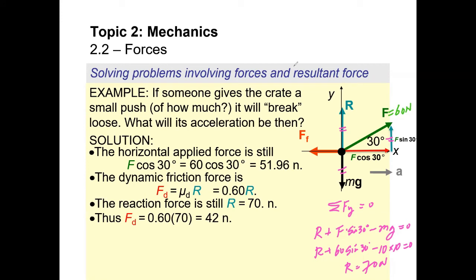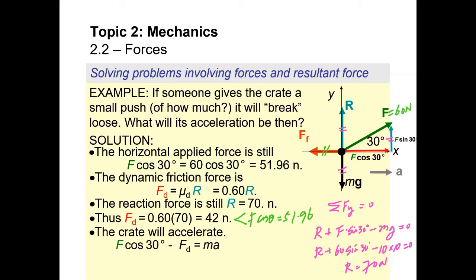Dynamic friction, 42 Newtons, is smaller than the horizontal applied force, F cosine theta, 51.96. Therefore, the crate accelerates.